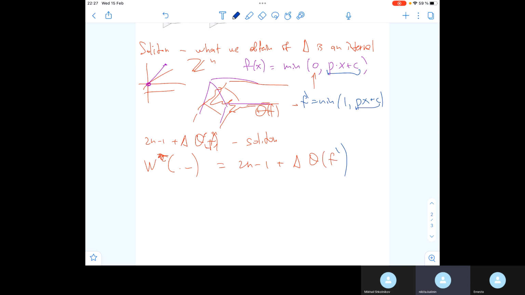And also one can prove that if you have a state which gets translated by some vector when you apply a wave, then they are all classified by intervals without integer points inside. So solitons are when delta is an interval.